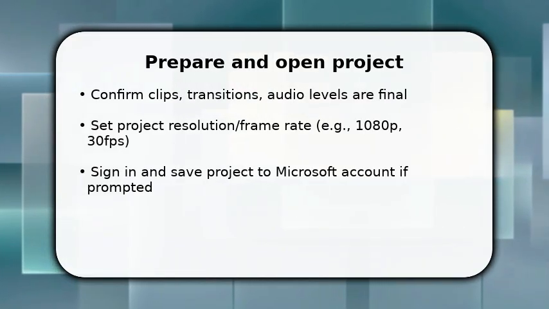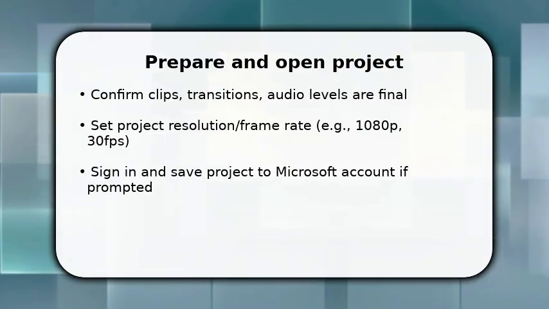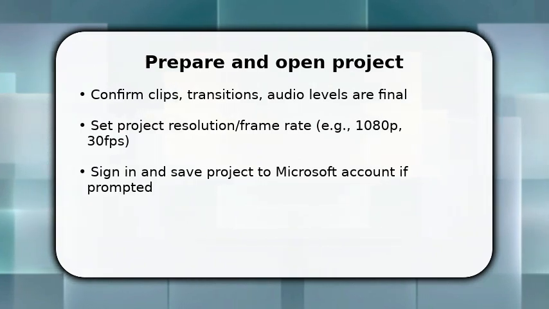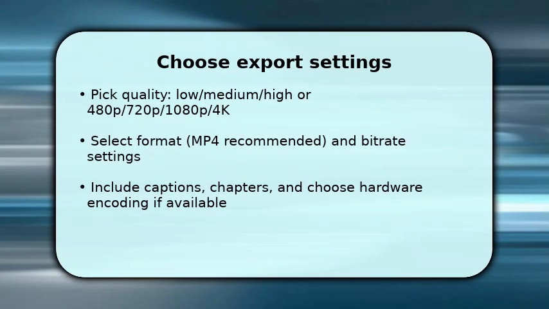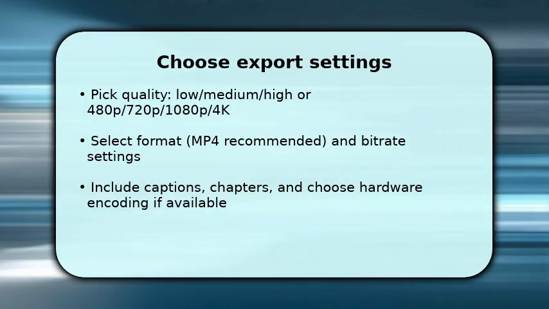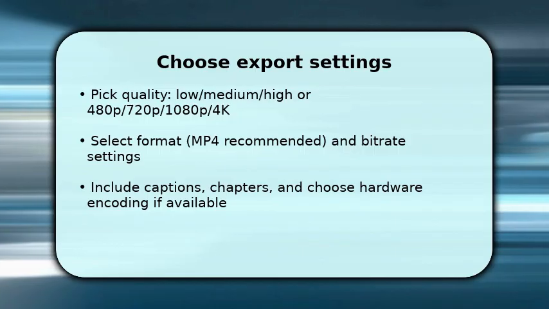If Clipchamp asks, sign into your Microsoft account and save the project to the cloud so you won't lose progress during export. Now choose export settings that balance quality and file size. Select 1080p or 4K if you need sharp visuals, otherwise 720p or 480p for smaller files. Pick MP4 for broad compatibility and adjust bitrate. Higher bitrate for motion-heavy footage, lower for talking heads.